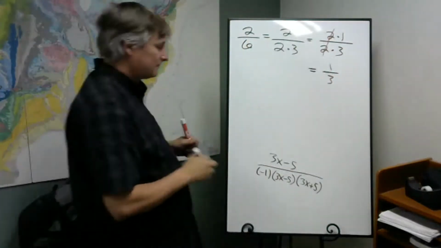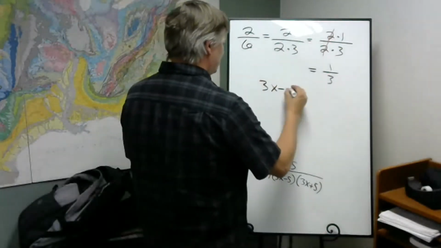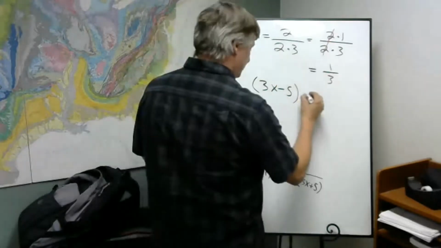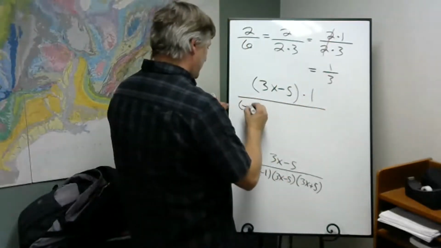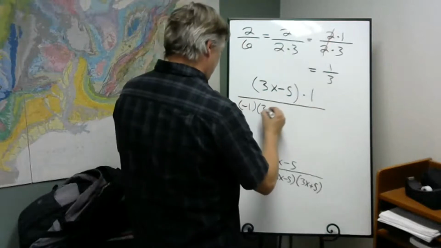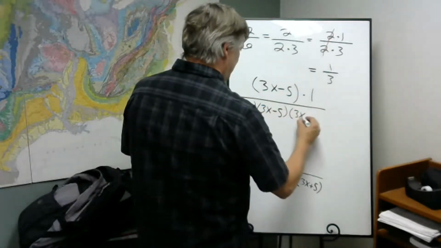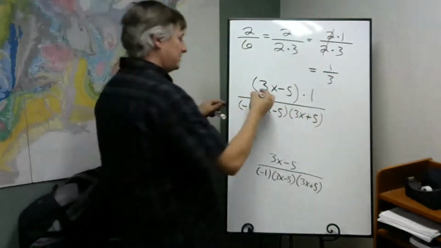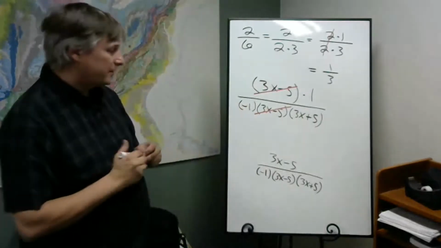Same thing here. We can take this and rewrite it as 3x minus 5 times 1. We have negative 1, 3x minus 5, 3x plus 5. And now we can do our cancellation. And so we're left with this.